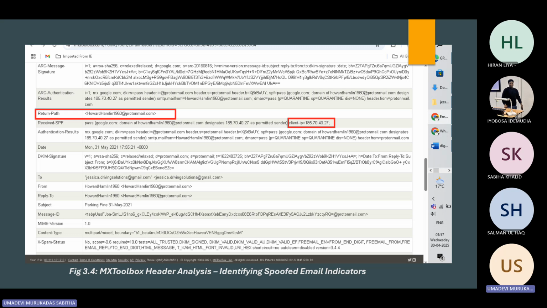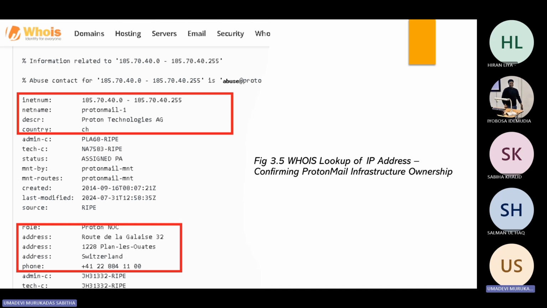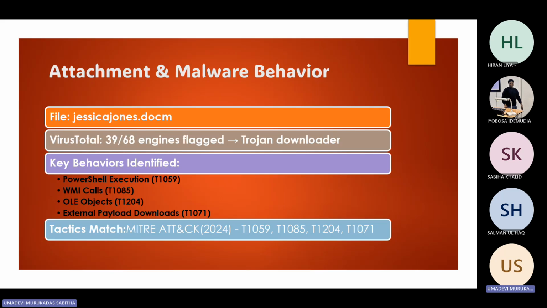This is the continuation of the header analysis using MX Toolbox, highlighting return path and sender IP address. It is discovered that the sender used Proton Mail with IP address 185.70.40.27. An investigation using WhoIsLookup confirmed that the IP address tied to the email, which is 185.70.40.27, does belong to Proton email's infrastructure. While this adds some legitimacy, it also shows that the attacker used a privacy respecting service to hide their identity, which is common in targeted phishing campaigns.